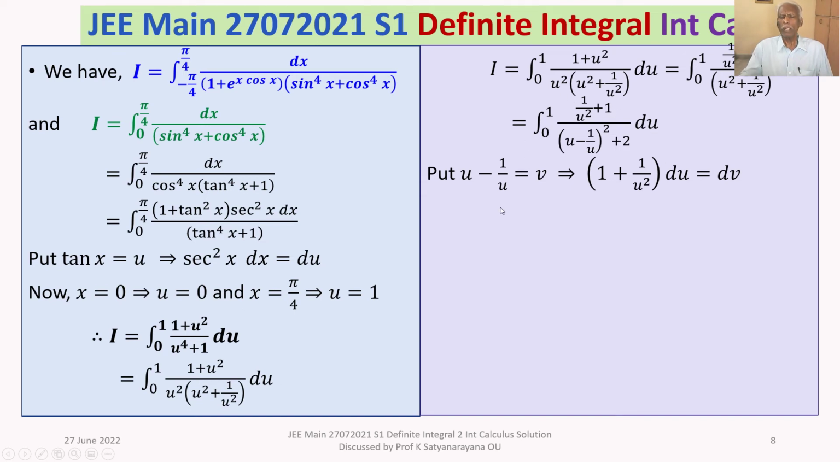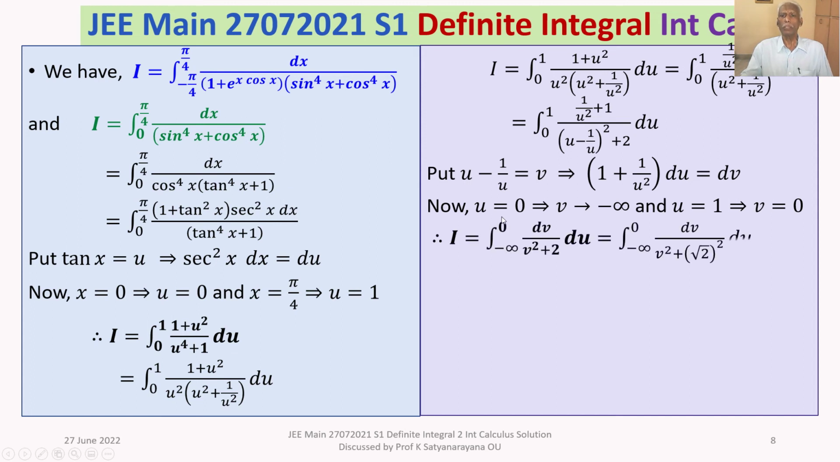So what happens to the limits? When u is equal to 0, it will be 0 minus 1 by 0, that is 0 minus 1 by infinity. That means v tends to minus infinity. When u is equal to 1, it is 1 minus 1 by 1, that is v is 0. So the limits now become minus infinity to 0. So the above integral I is minus infinity to 0, and 1 by u square plus 1 du is dv by v square plus 2.